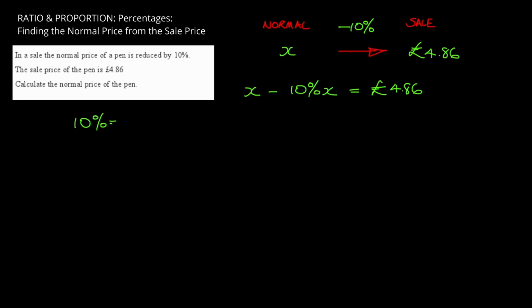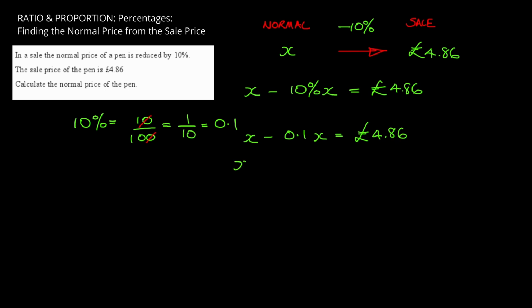Well, we can't work this equation out with this percentage sign. 10% as a fraction equals 10 over 100. Two of the zeros disappear, and this is equal to 1 over 10, and that is equal to 0.1. This is one of the rare occasions I recommend you to end up with a decimal answer rather than a fractional answer. Okay, so altering our equation now, we have X minus 0.1 of X is equal to £4.86.